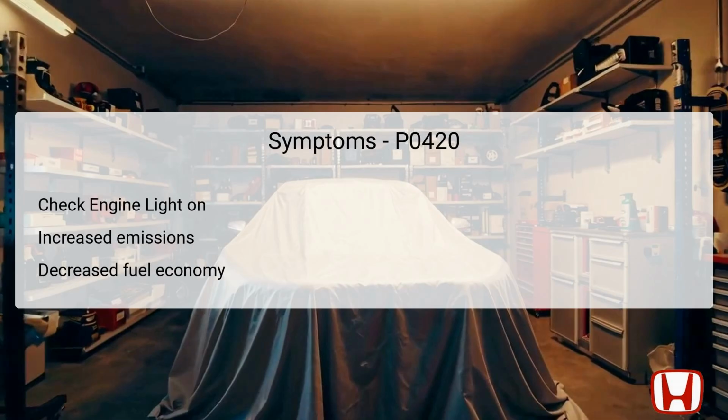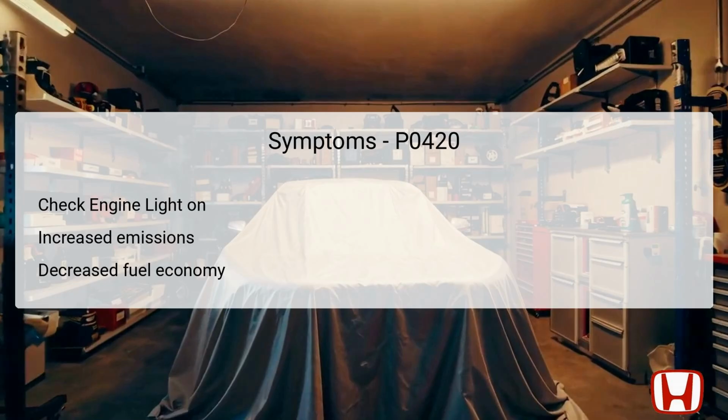When DTC P0420 is triggered, the most apparent symptom is the activation of the check engine light, CEL. This warning informs the driver that the vehicle's emission control system is not functioning optimally, which is critical for both compliance with emission standards and for engine performance. Additionally, the vehicle may exhibit increased emissions, which could lead to failing an emissions test.